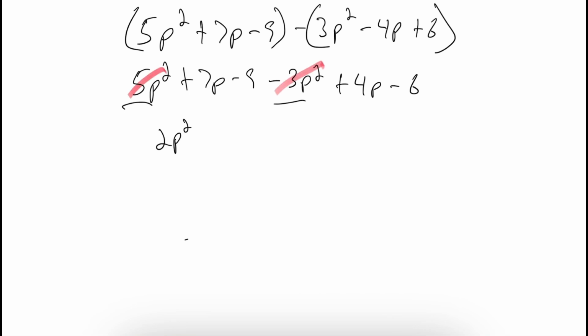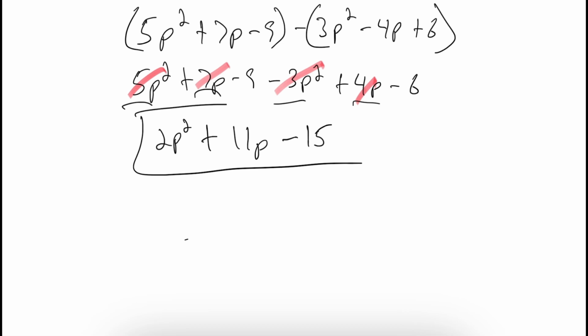So we'll mark those off. Then plus 7p plus 4p is 11p. And then negative 9 minus 6 is negative 15. And there is our final answer.